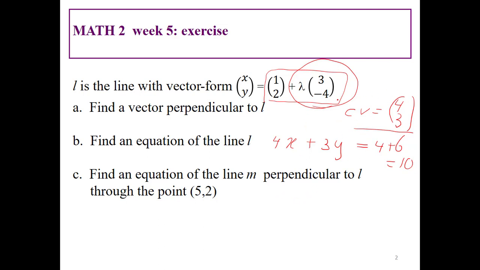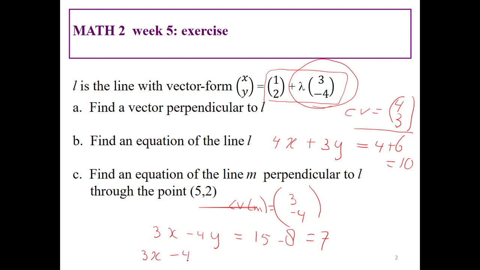So apparently the original direction vector, (3, -4), can be used as a coefficient vector of a line M. So the coefficient vector of a line M would be (3, -4), the direction vector of the original line. Okay, so 3x - 4y equals... And then we need to know a point, and they gave us one. (5, 2) is on the line. So that equals 15 minus 8, which is 7. So the complete equation would be 3x - 4y = 7.